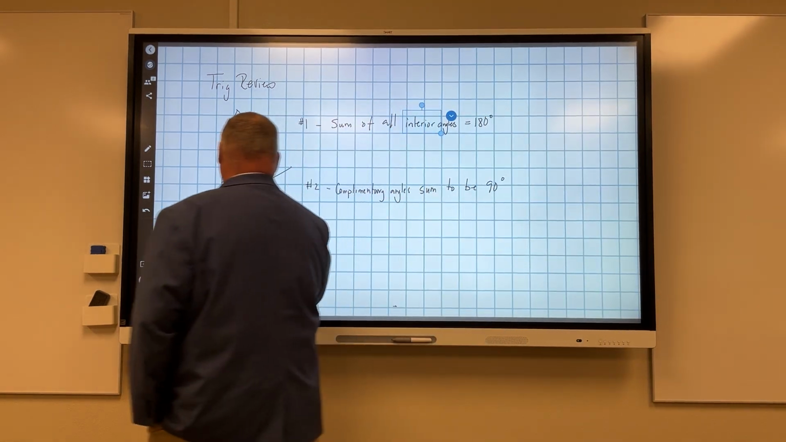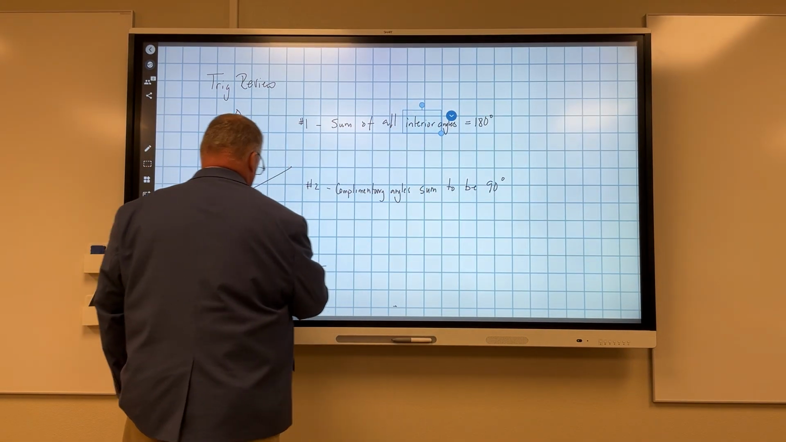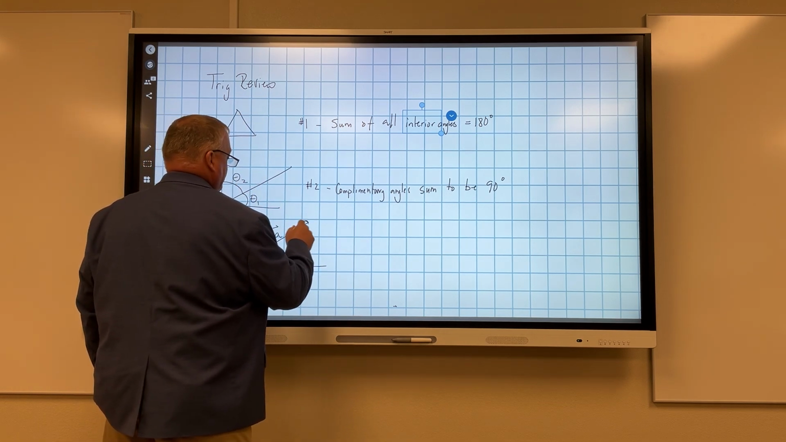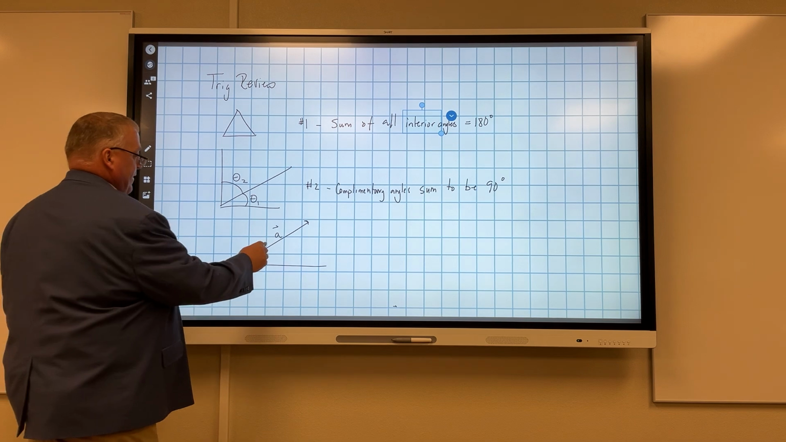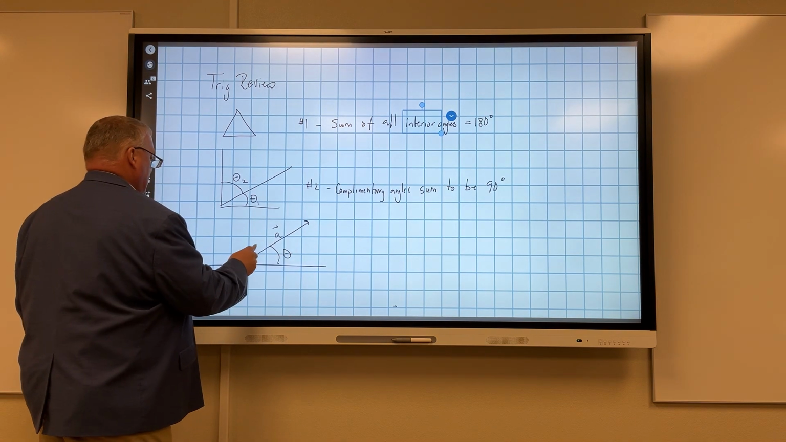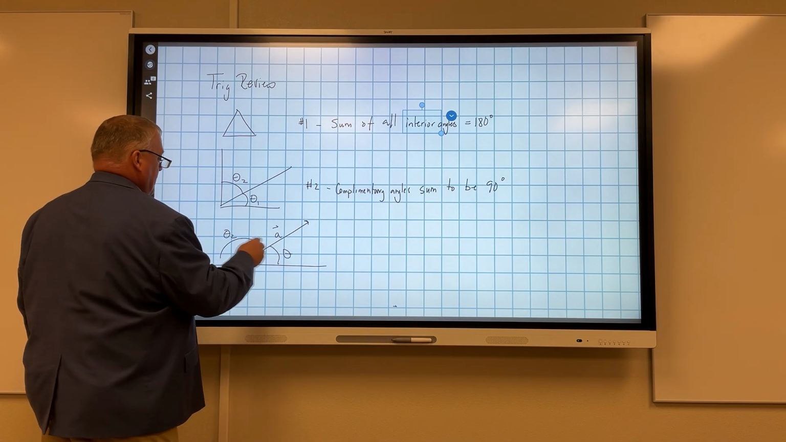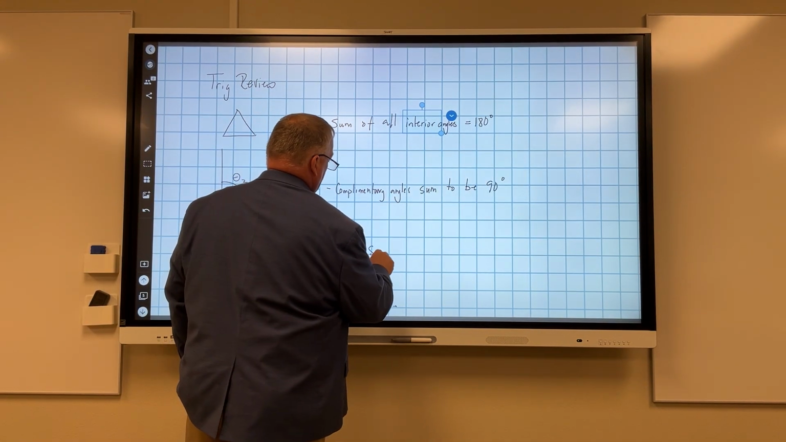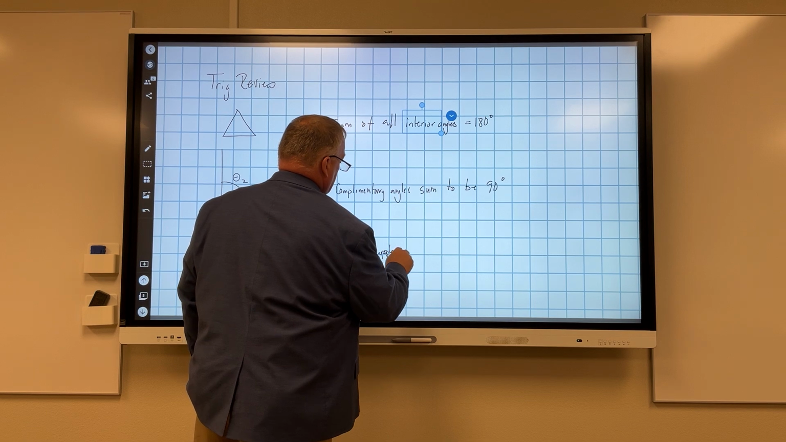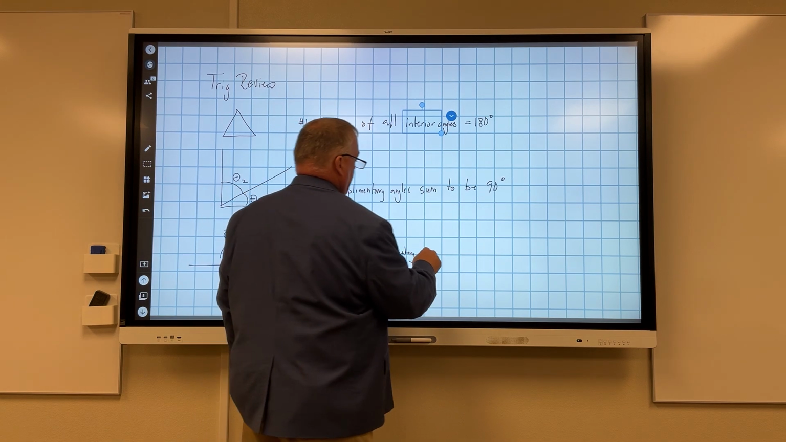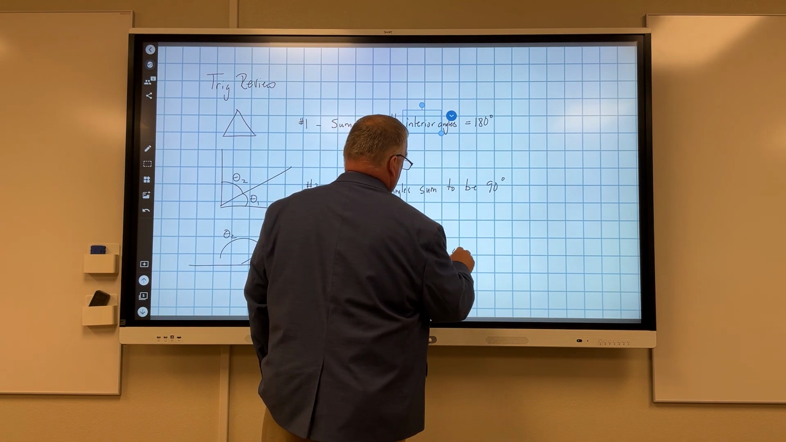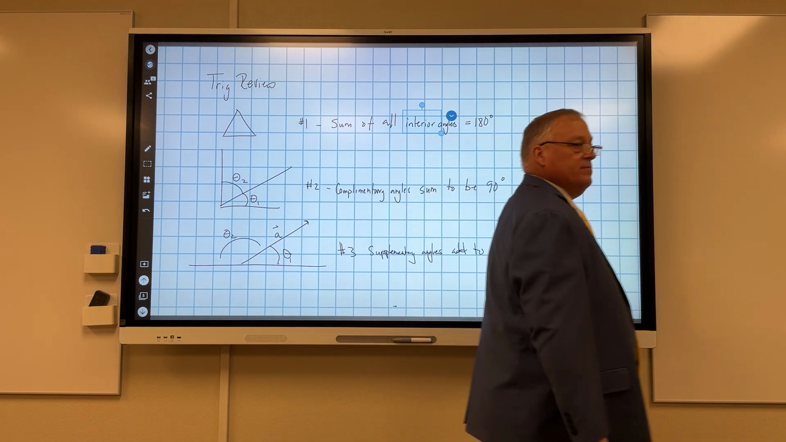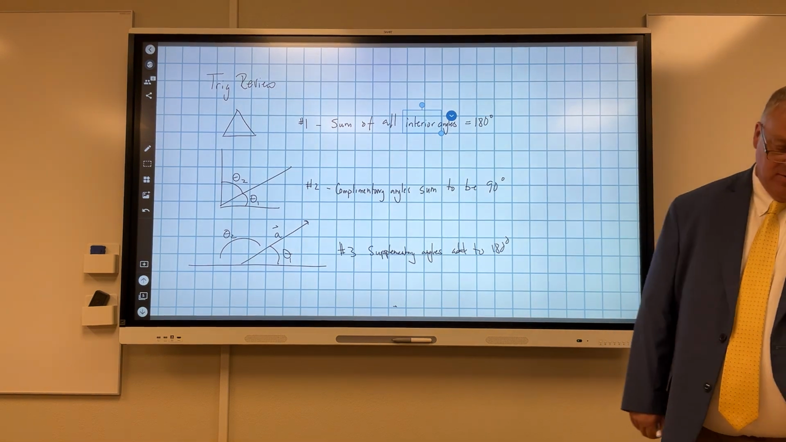If I have a vector like this, I've got this angle and this angle. Supplementary angles add to what? 180 degrees. Supplementary angles add to 180 degrees.